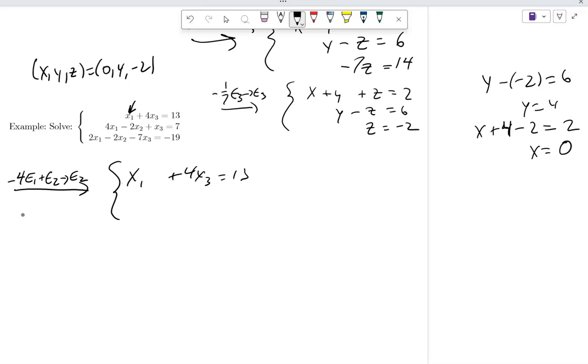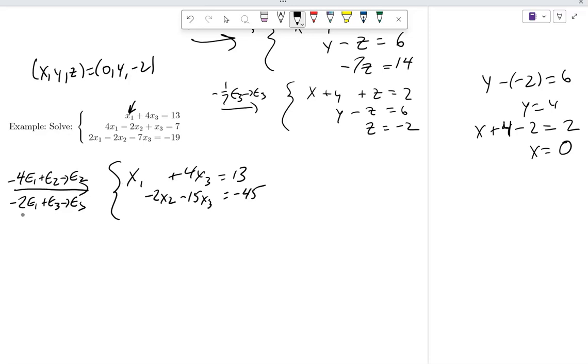What do I need to do to get rid of the 2x1? Multiply by negative 2, right? So what do you get for your second equation when you do that operation? Negative 2x2 minus 15x3 equals negative 45. Okay.